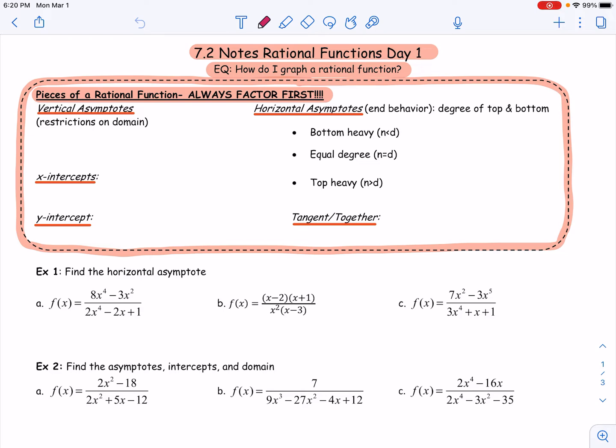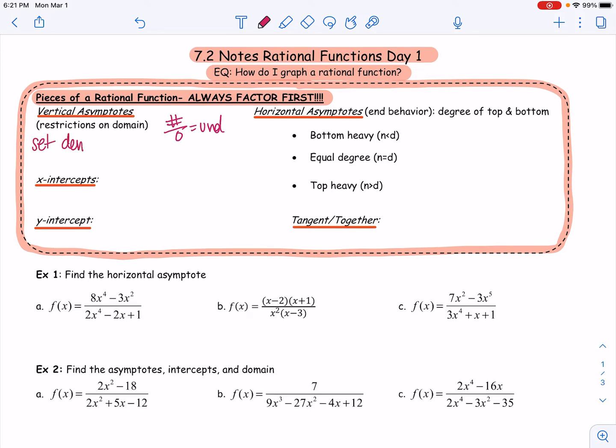Well, remember with the parent function, we got that vertical asymptote by plugging in 0 for x and getting that undefined value. Because remember, any number divided by 0 is undefined. And that undefined is the slope of a vertical line. Remember, vertical lines have undefined slope. So to find our vertical asymptotes, we're actually just going to set our denominator equal to 0. Okay? And that's it. So if our denominator is like x plus 3 and x minus 5, then we're setting those two factors equal to 0. So our vertical asymptotes would be at x equals negative 3 and x equals positive 5.